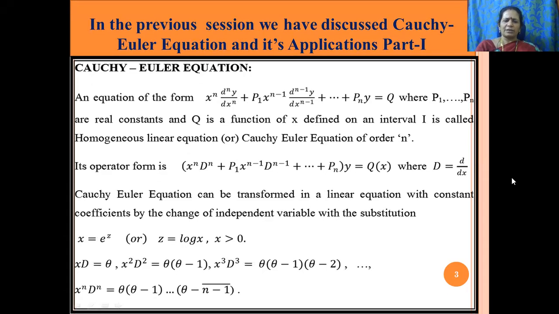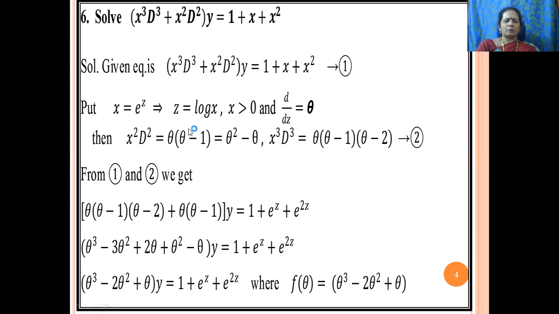Now coming to the next one. So this is a problem. After the previous session, we are continuing with the next problem. What is the problem given here? Solve (x cubed D cubed plus x squared D squared) y is equal to 1 plus x squared. Solve this linear differential equation. This differential equation we have to solve using the Cauchy Euler equation, right?